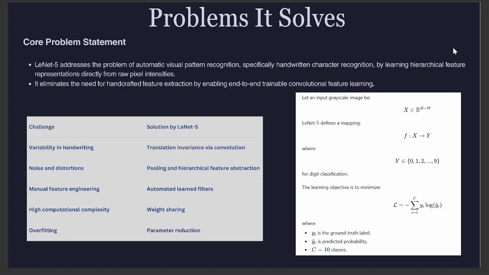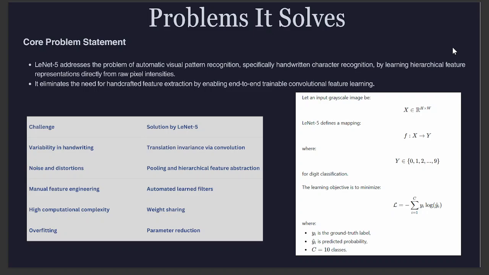Before LeNet 5, recognition systems had serious limitations. If a digit shifted slightly, the system failed. If there was noise, the system failed. If writing style changed, accuracy collapsed. Models like Perceptron could only separate linearly separable data. MLPs ignored spatial structures completely.